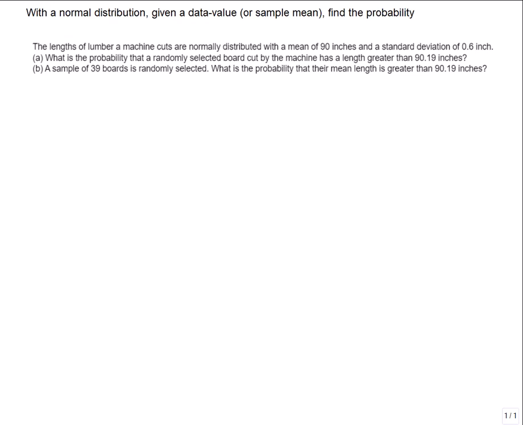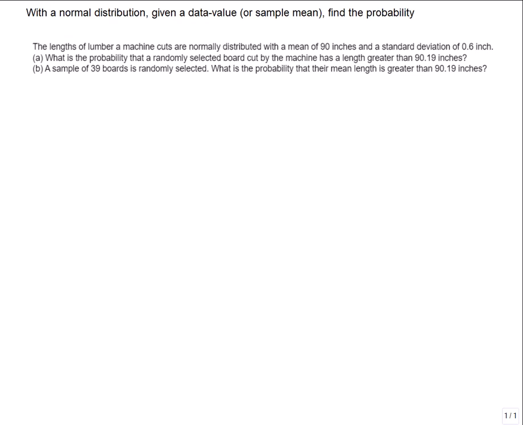The question: the lengths of lumber a machine cuts are normally distributed with a mean of 90 inches and a standard deviation of 0.6 inch. First, part A: what's the probability that a randomly selected board cut by the machine has a length greater than 90.19 inches? Okay, so first of all, what is given in this problem?